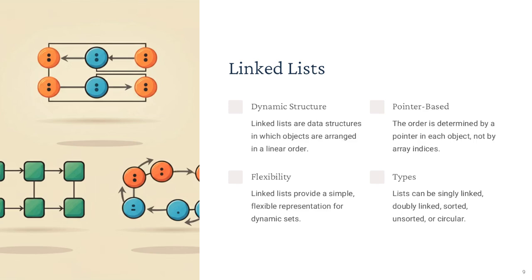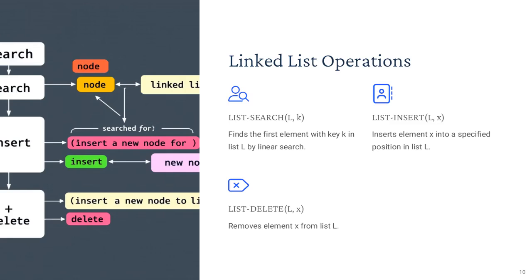There are several types of linked lists: singly linked lists, where each node points to the next; doubly linked lists, where nodes point to both their predecessor and successor; and circular linked lists, where the last node connects back to the first. Linked lists are widely used in scenarios requiring efficient insertions and deletions, such as implementing stacks, queues, and graph representations. Operations on linked lists are straightforward yet versatile.